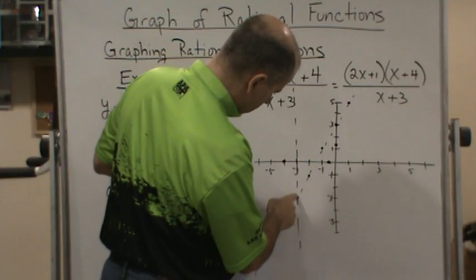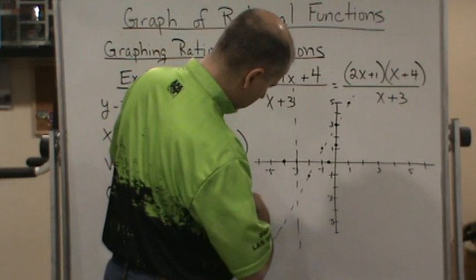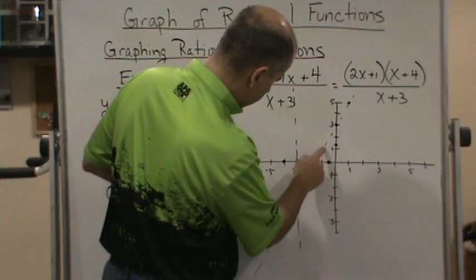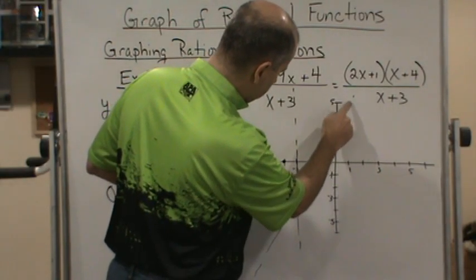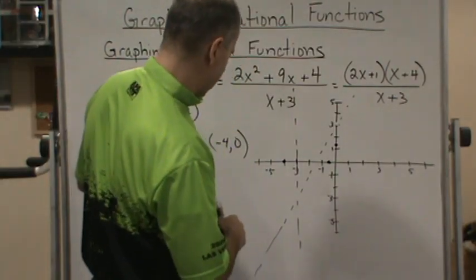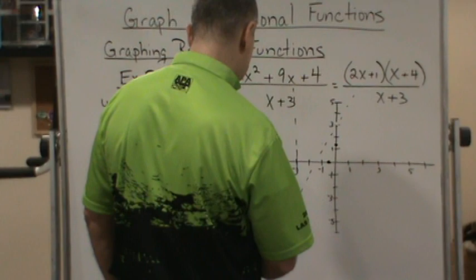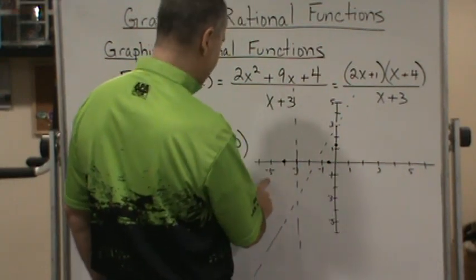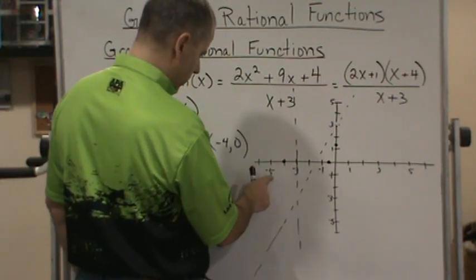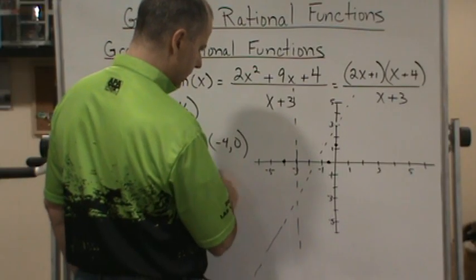So we know this goes like this, right? Okay, so there's that line. So we know it's here. Oh, you know what? We know at -5 it's going to be negative, so it's going to be below the x-axis.